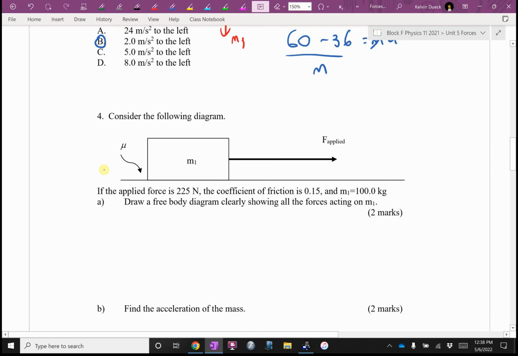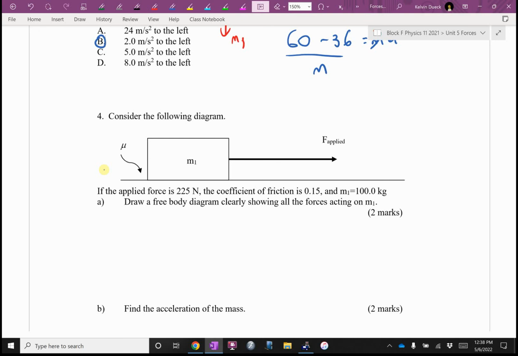Number 4A wants me to draw a free body diagram. Somewhere on your test, I will ask you to draw a free body diagram, but you definitely wouldn't want to be looking at your phone during that section. Put the phone away, please. Thank you.